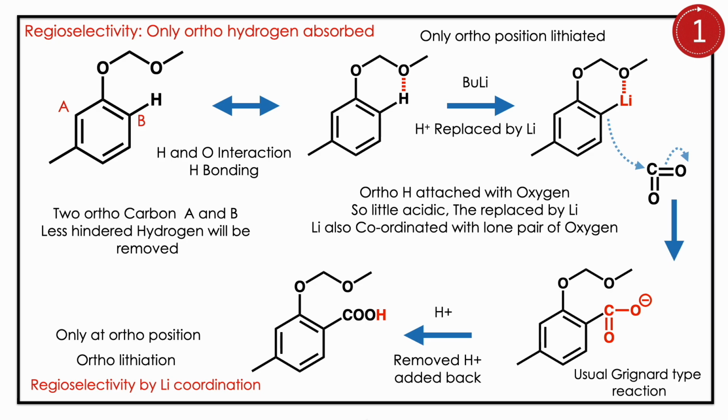Then CO2 attacks, and you have acid formation. There are many possibilities, but only one ortho side is achieved because of lithium coordination. The concept you have to learn here is that ortholithiation is a regioselective reaction. Only the ortho hydrogen will be removed.